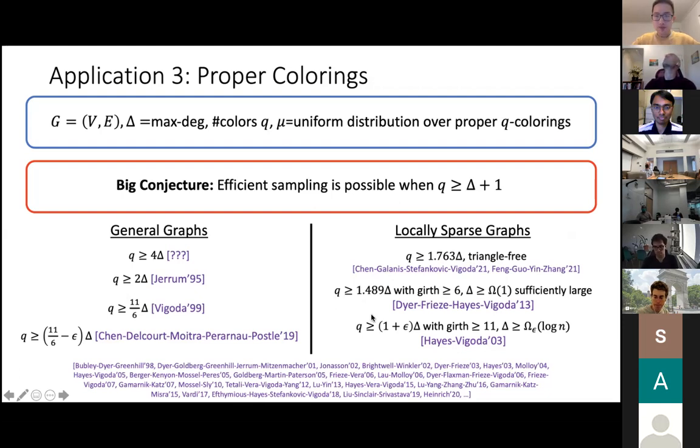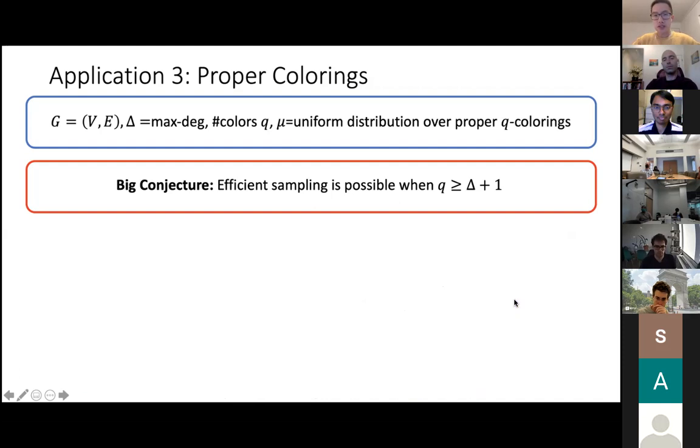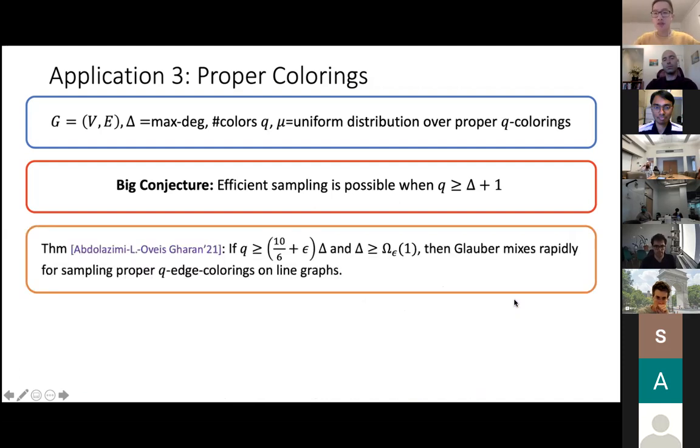So given these two lines of work, what we did was, instead of making local sparsity assumptions, we analyzed the dynamics for proper colorings on a class of graphs called line graphs. If you don't know what those are, that's totally fine. You can think of this as being edge colorings of graphs. Actually, there's a typo here, but you can think of this as being edge colorings of graphs. Line graphs are locally dense. The neighborhood of a vertex is basically a clique.